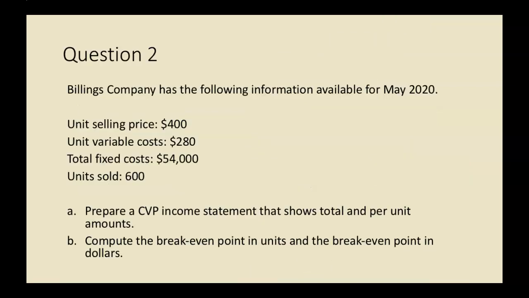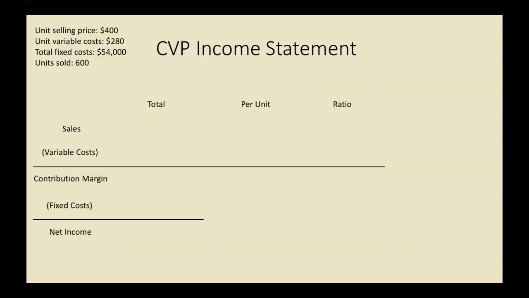Now, question number 2 is going to ask us to prepare a CVP income statement and to figure out the break-even point in both units and in dollars. So the information that we're given is that Billings Company has the following information available for May 2020. We have a unit selling price, unit variable costs, total fixed costs, and number of units sold. We can use that information now to prepare this CVP income statement.